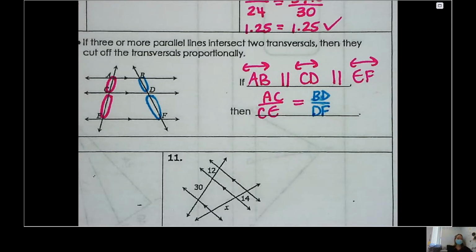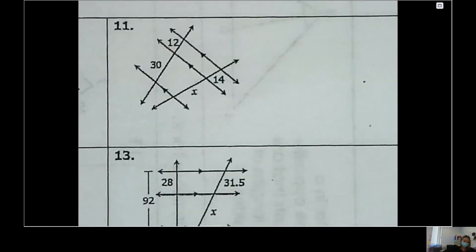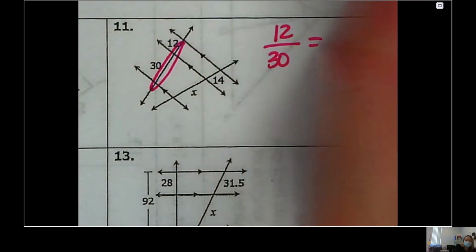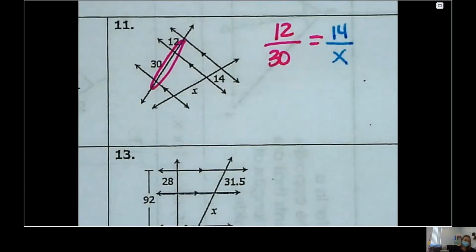So let's take a look at number 11. I'm going to keep the proportions the same. 2 pieces on the same side are equal to 2 pieces on the opposite side. What would one of my fractions be? 12 over, keep it on the same side. 12 over 30, here's one side, equals, yep, and then keep this other side in the same order. So 14 over x, good. And then it just becomes algebra again.